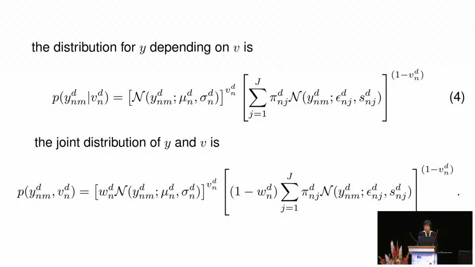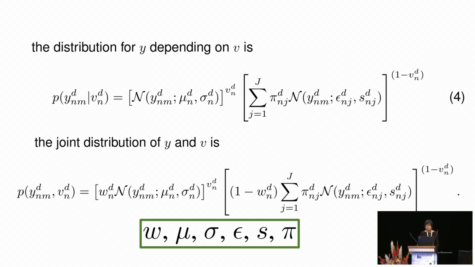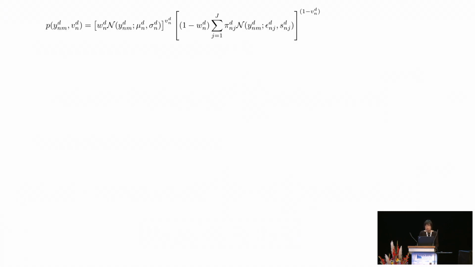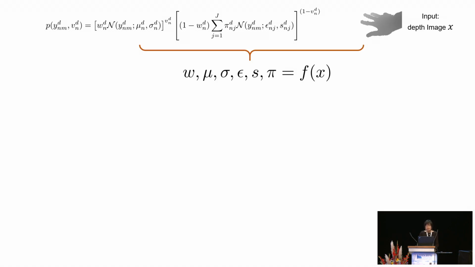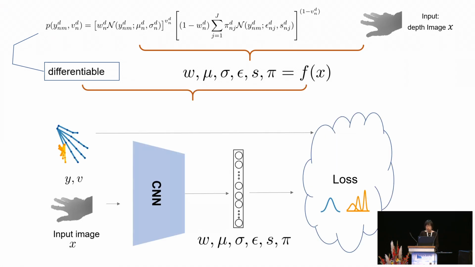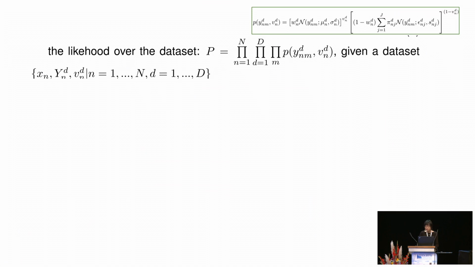So after the density function for this pose space is defined, our problem is how to set these parameters. Note that this density function is dependent on the input X. So the parameters of the density function are also dependent on X. We can see it as a function F of X. And the density function is differentiable, so we can choose to learn F by a CNN. The output of the CNN is the parameters for the density function.